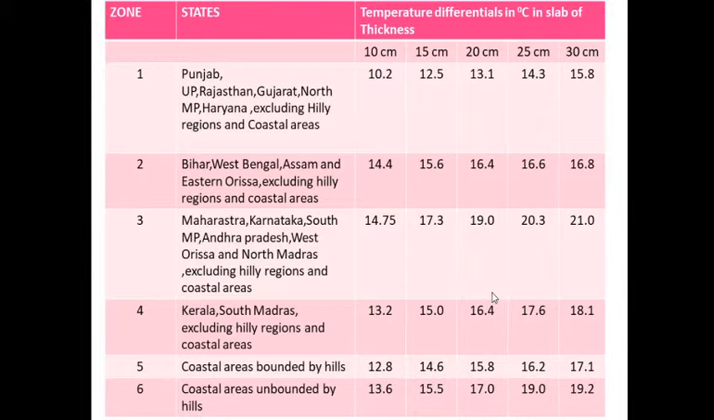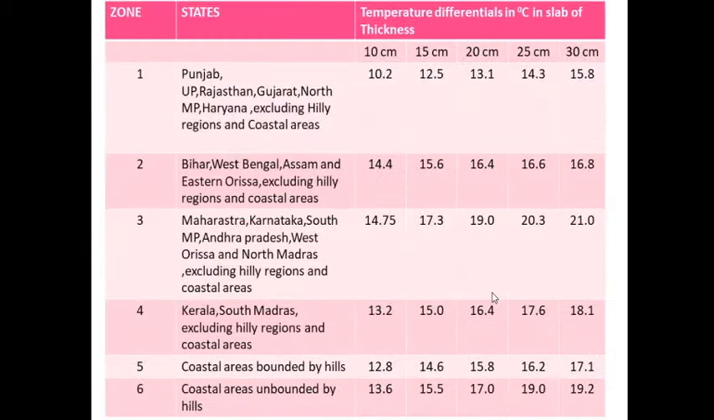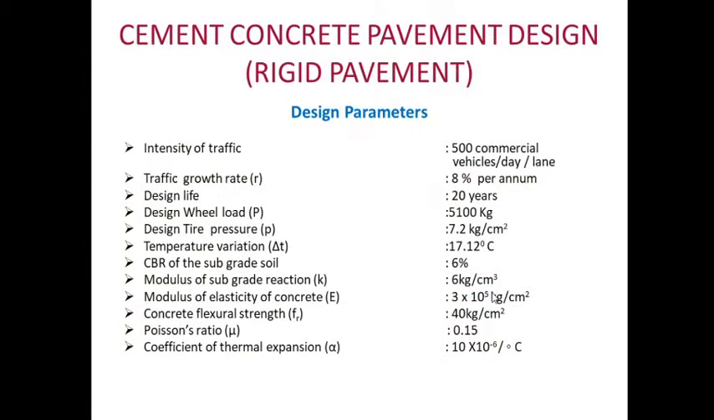So temperature variation delta T is 17.2. This can be determined by using the table and the thickness of the slab. We have assumed the thickness of the slab is 20 centimeter. Normally, when we design a structural element such as a slab or beam, we assume a thickness and check whether it is safe or not in shear, bending, or deflection.